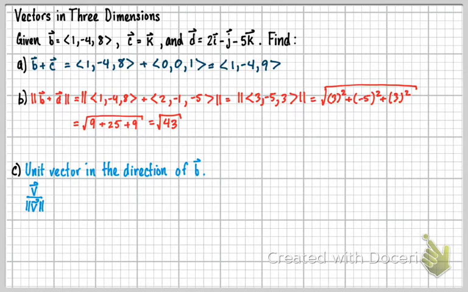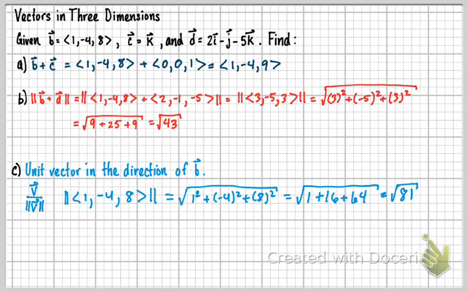So here I'm dealing with B here. So the way I would use this is I would say the magnitude of B, which is going to be 1, negative 4, and 8. And then that would equal the square root of 1 squared plus negative 4 squared plus 8 squared. So that gives me square root of 81, which equals 9.